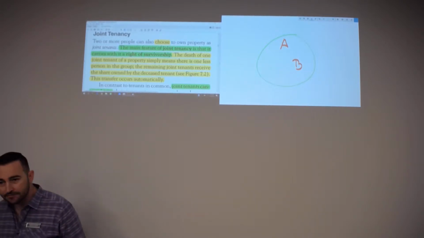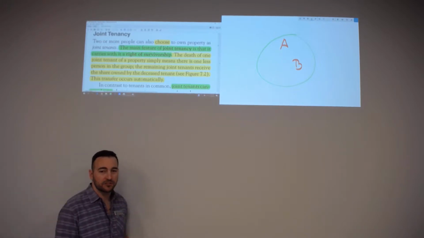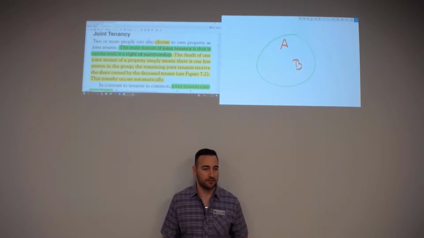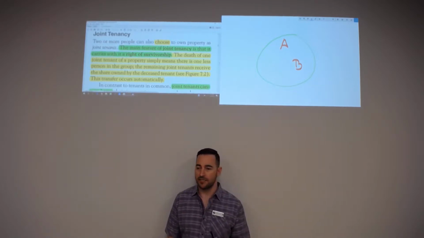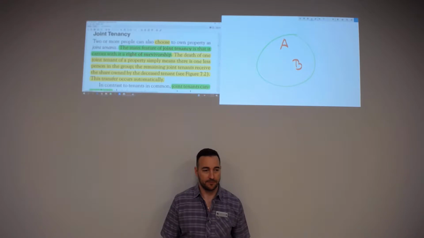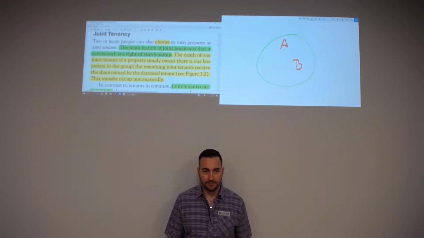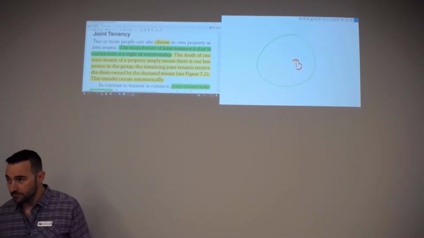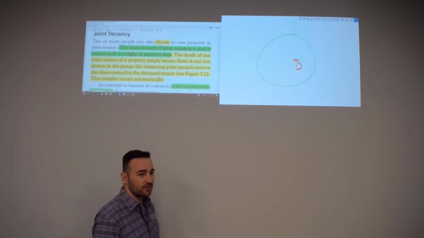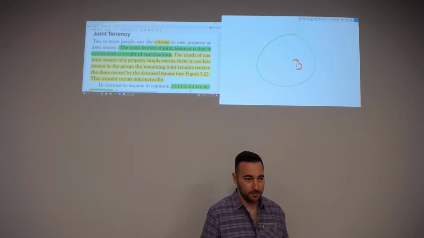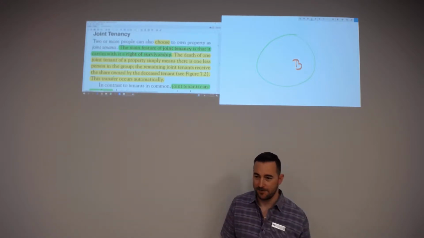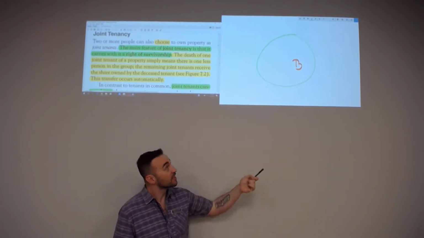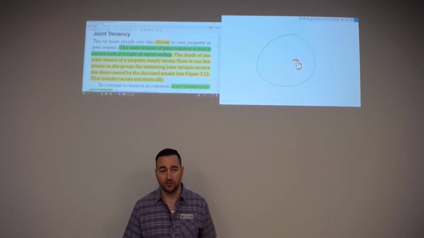if C dies, it's just one less person in the group. So the shares do not go to the heirs. The shares are divided equally amongst the survivors. Okay? When A dies, everything goes to me, B. Okay? I'm usually the survivor in the groups, so don't partner up with me, just saying. So I would get everything here, 100%.